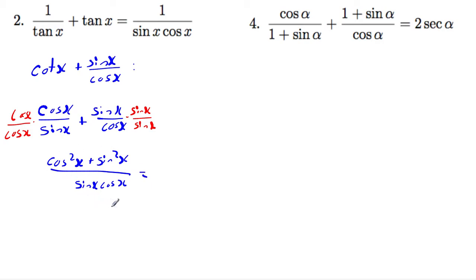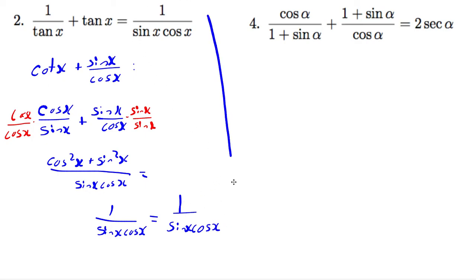And that numerator hopefully looks like our identity. It is a Pythagorean identity, which is equal to 1. So we get 1 over sine of x cosine of x, which is equal to 1 over cosine of x sine of x. So some good problems there. We have something similar here.